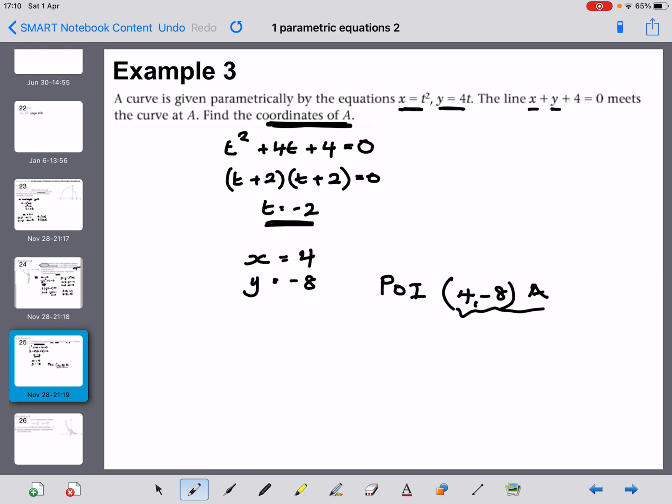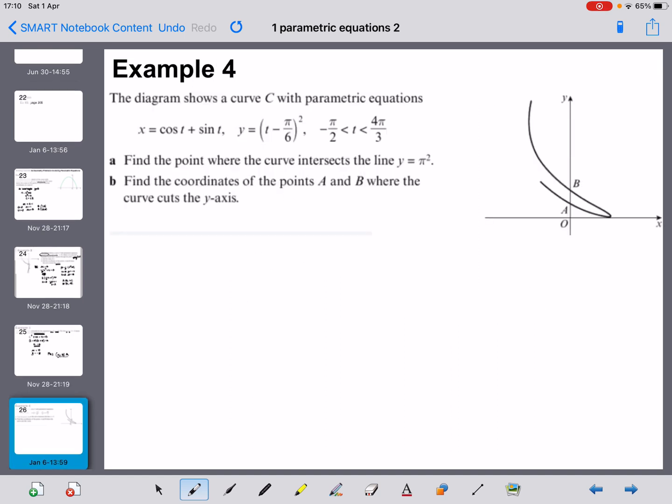Okay, so those three questions were relatively straightforward, nothing too taxing. Okay, the next question, there's a bit more to it. For one thing, it involves trig. Secondly, both the parametric equations are a bit more complex. And thirdly, we've been given this. So this is the domain of the parameter.